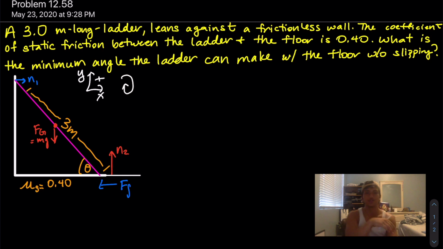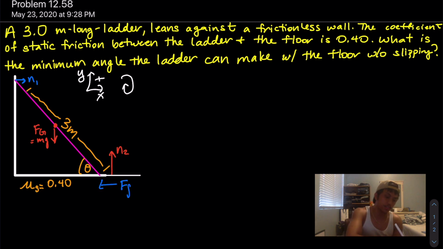So, I already drew it, but I'm going to explain what each thing means. N1 is the force that the wall exerts on the ladder, and N2 is the force that the floor exerts on the ladder. The 3 meters is how long the ladder is. The force of gravity is just pushing down on the ladder. Static friction, that's the coefficient, which is 0.4, and static friction is also pushing left.